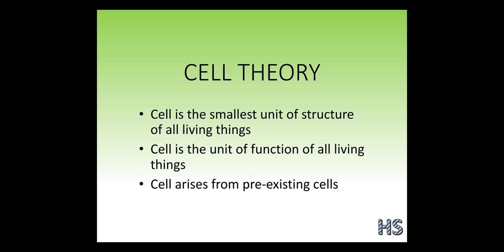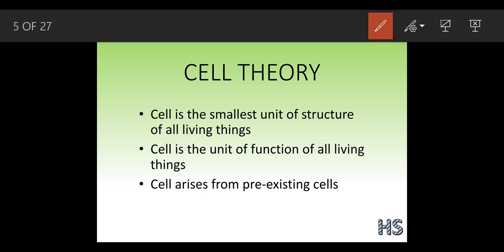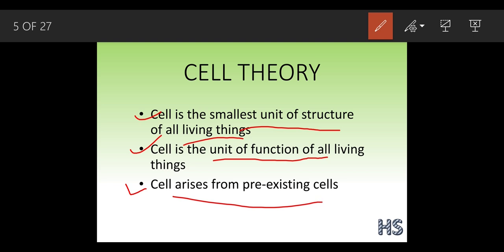Now cell theory. What does cell theory say? Cell theory means important points which are quite related to the cell. So what are these? There are 3 important points. That is, the cell is the smallest unit of structure of living things. Second, it is the unit of function of living things. And third, the cell arises from pre-existing cells. One by one we are going to understand in detail.